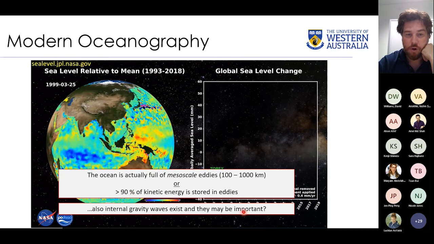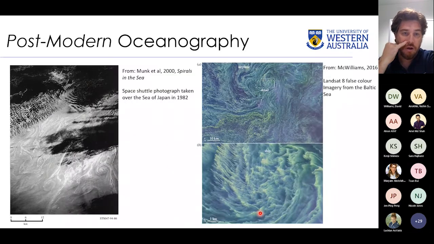Also, what is known is that internal gravity waves exist, and it was speculated that they may be important for the large scale flow. Then moving on to now, which I'll term postmodern oceanography, although that's not a real term. What's become evident since people started taking photos from space is that there are actually a lot of finer scale processes.